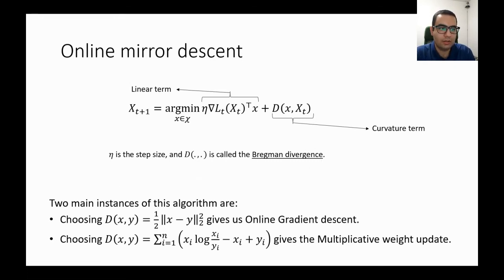In a regular gradient descent, the Bregman divergence is equal to half of the Euclidean distance of the next point and the current point. In multiplicative weight update, the Bregman divergence is negative entropy. Just look at the two definitions of Bregman at the bottom of the page.